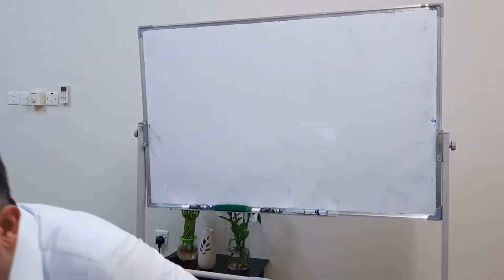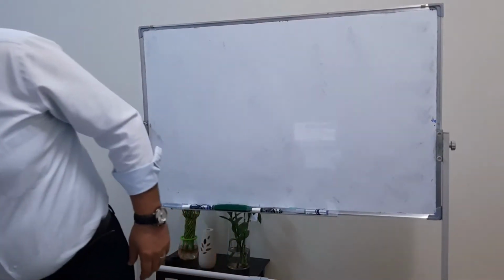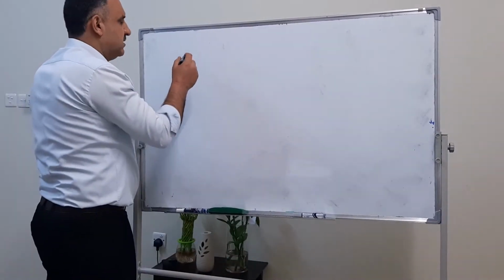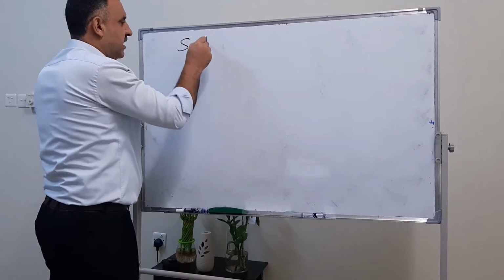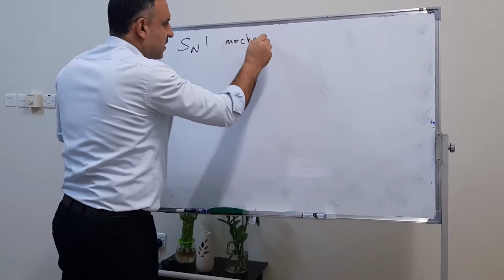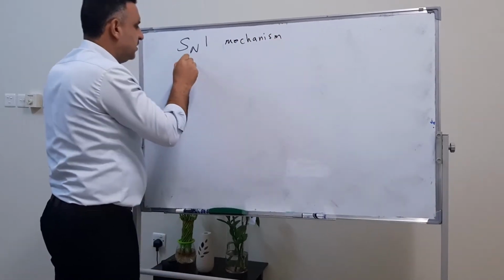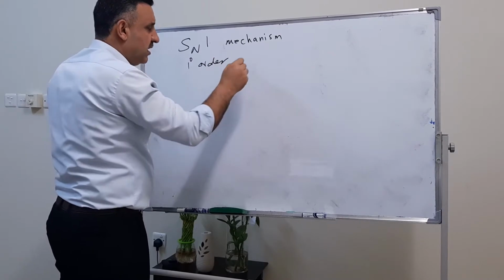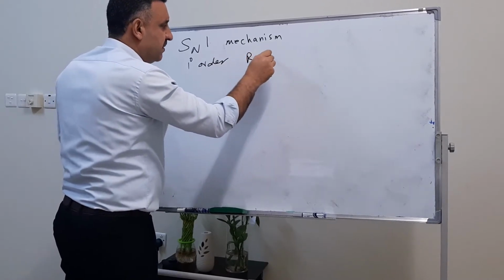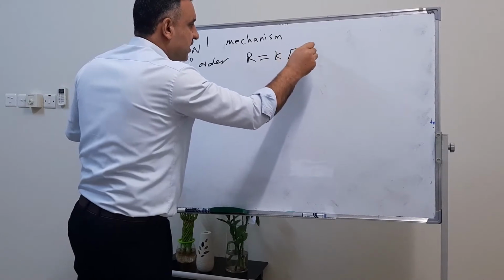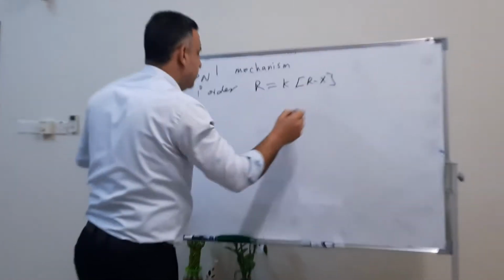Our discussion about the SN1 reaction mechanism. And as we said, just very quickly about it. The SN1 reaction mechanism is a first order reaction, which means the rate of the reaction depends only on the concentration of the substrate, the alkyl halide, for example.